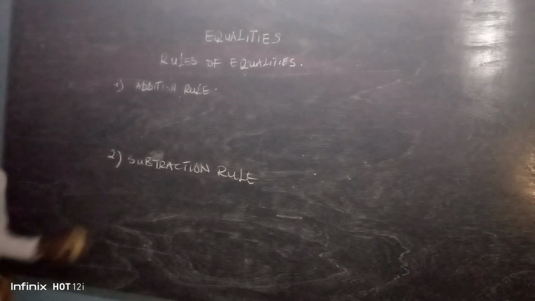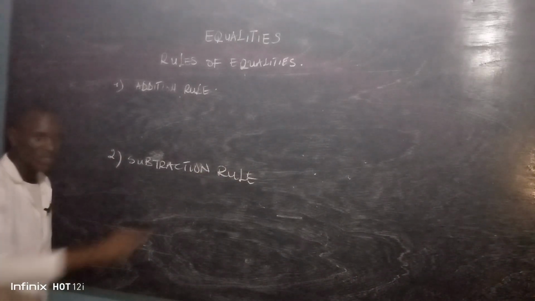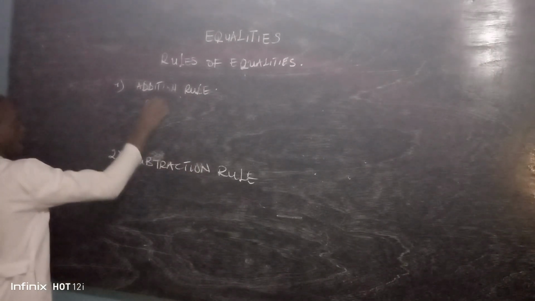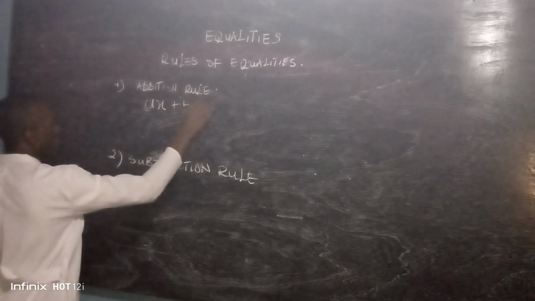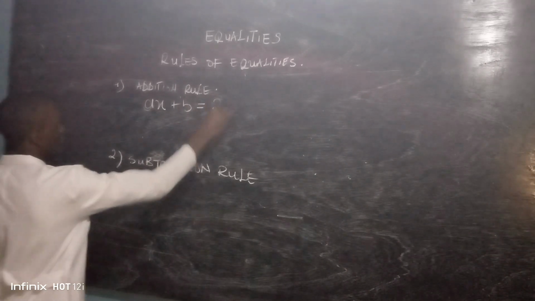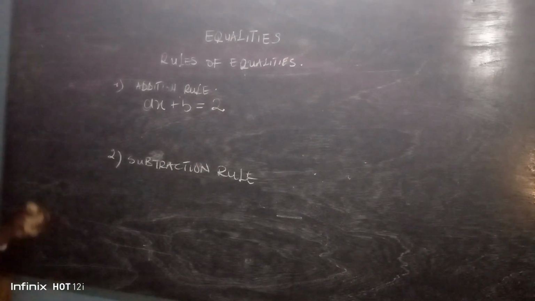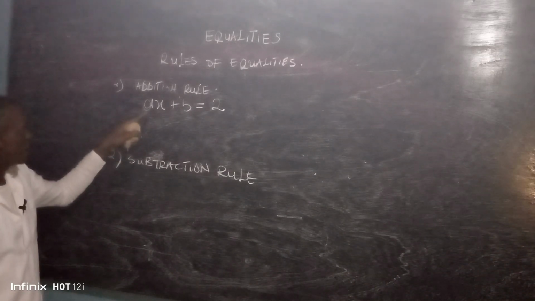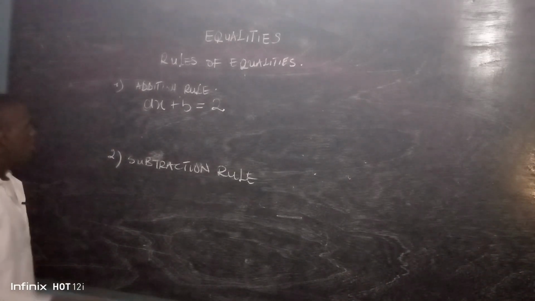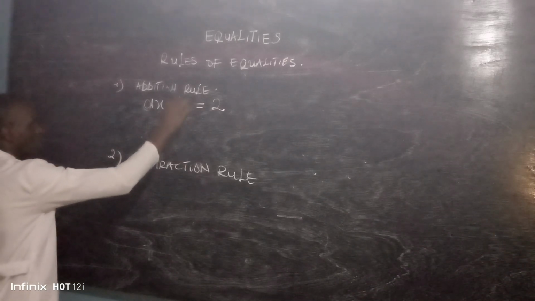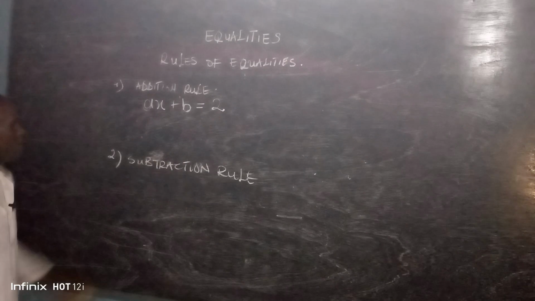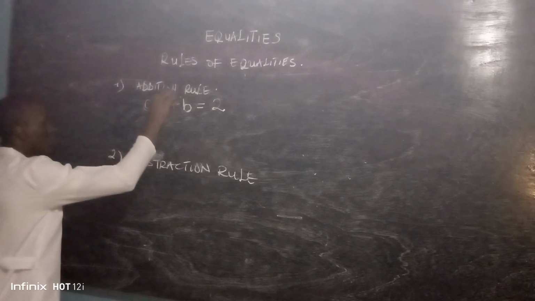So the addition and subtraction rule helps you to move terms on both sides of the equation. For instance, if I have ax plus b equals, let's say, 2, that is an equality, right? If I want to make ax the subject, it means I'll have to remove b from this side, right? If I want to remove b from this side, I'm going to do what? Look at how it goes.